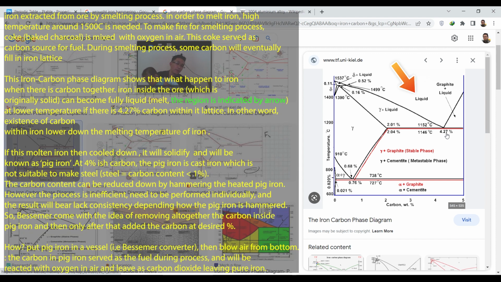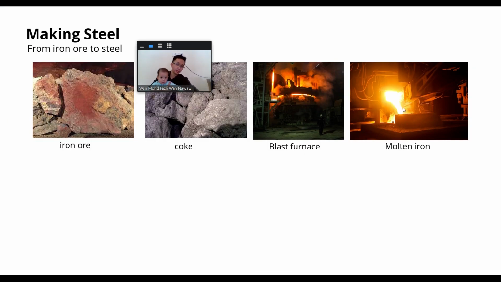If you look at this point, you can see the temperature going down, right? Temperature going down. What it means is that at this moment, when it's molten, there is carbon inside.